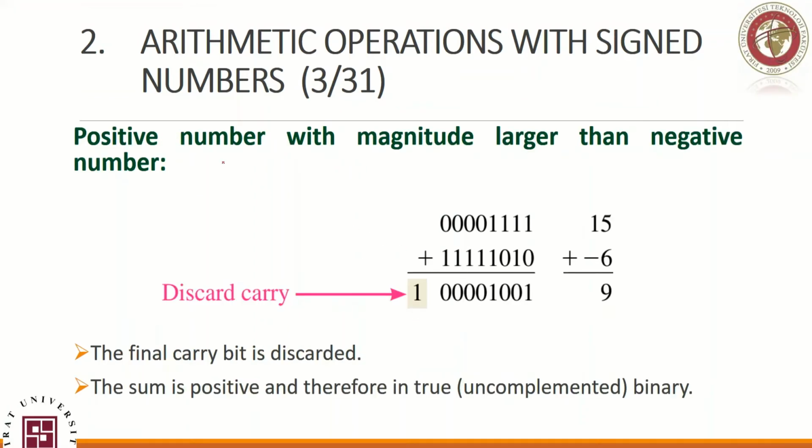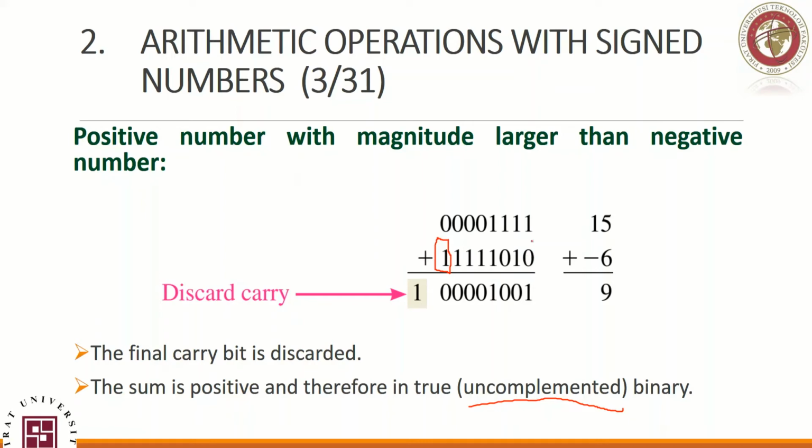The second case, when we have a positive number with the magnitude larger than the negative number. So now look, these are uncomplemented again. I keep highlighting this. Why? Because we will study the complemented numbers and how we can add them. In order for us to do this addition, look at this. This is a negative number. How do I know? The last digit, which is a sign digit, is set to 1, which means this one is negative.